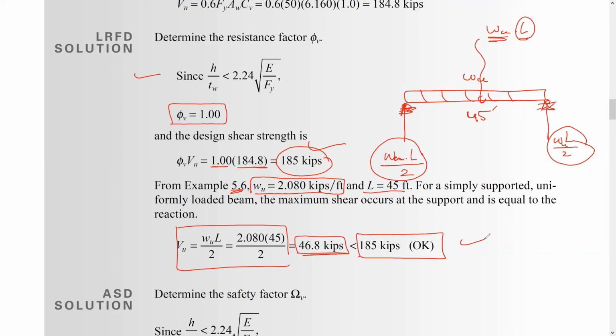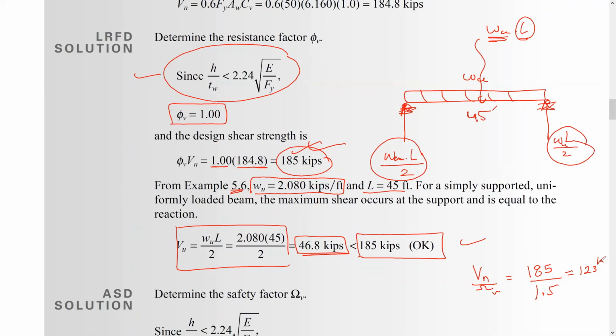And if we do that for the ASD method, guys, just like this, for the ASD method it is Vn divided by the safety factor for shear. So Vn is 184.8, or as they took it here, 185, divided by 1.5, and that 1.5 is based on this condition. Don't forget this. So this is equal to 123 kips.